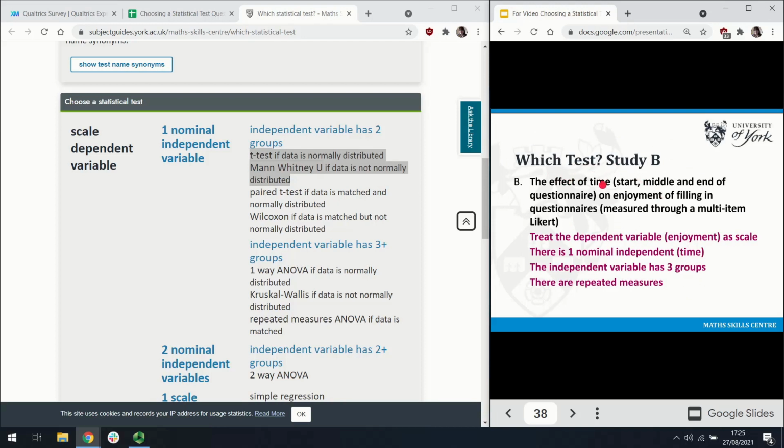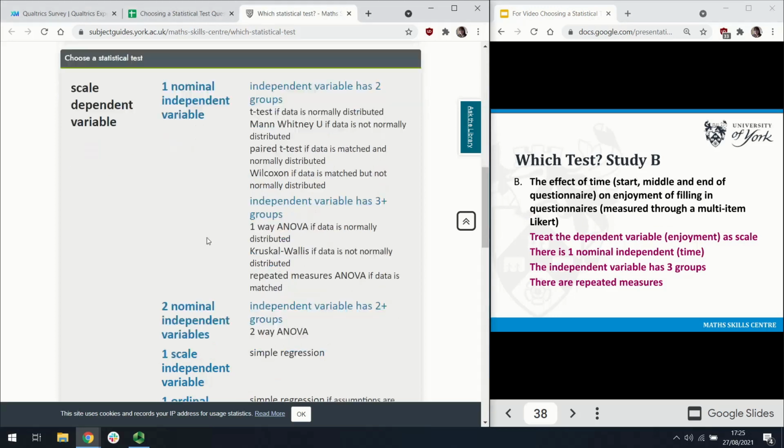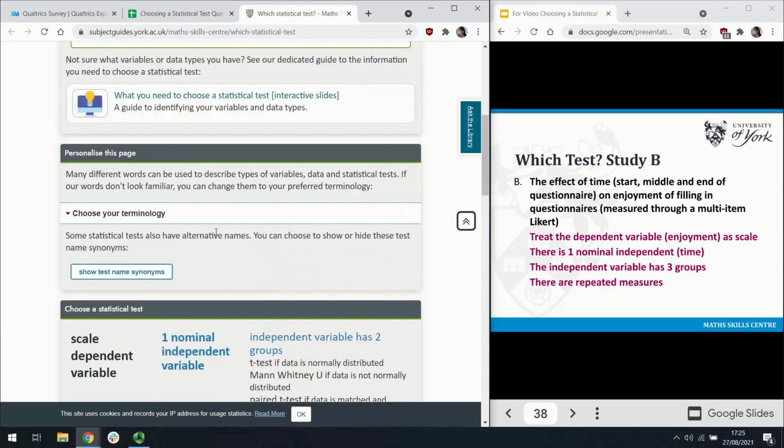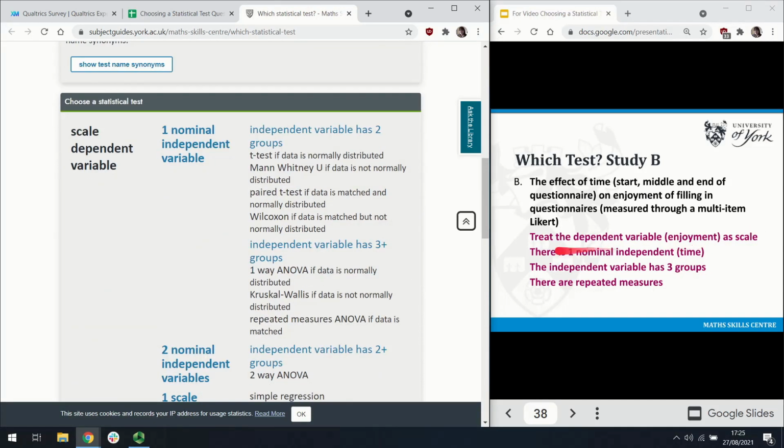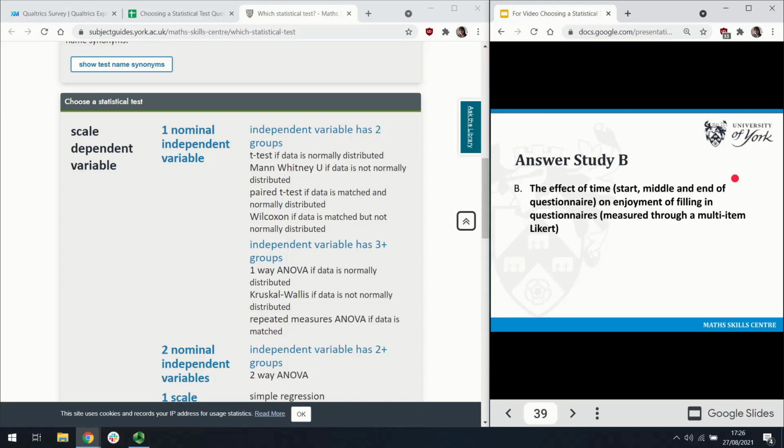So it's study B, the effect of time on enjoyment of filling in questionnaires. You can access this yourself, so you can scroll up and down. I've given you hints here about all the characteristics of study B, and I want you to see if you can come up with a suggestion of a stats test. So you can stop the video here. Okay, so here are the answers to study B.